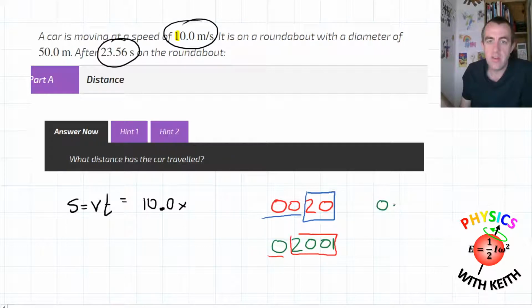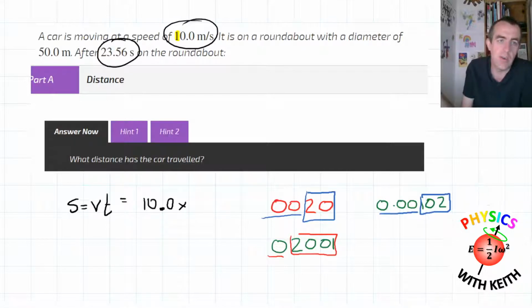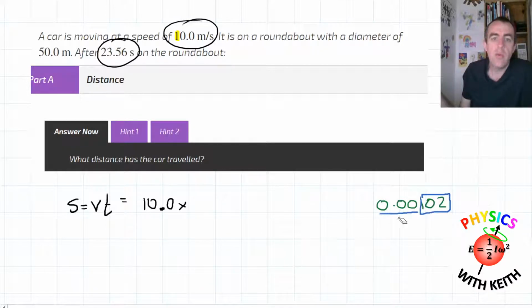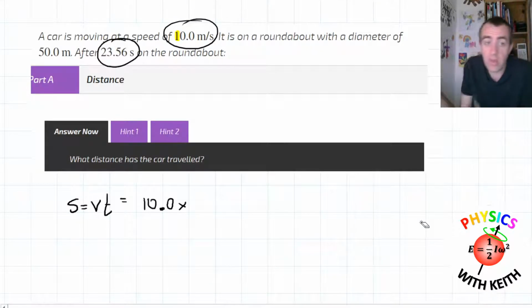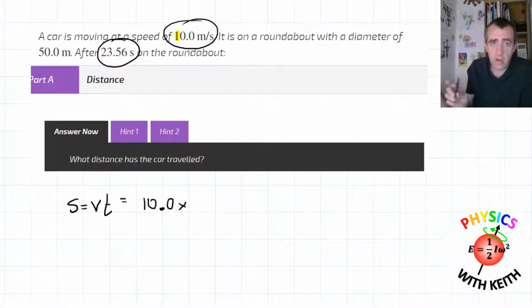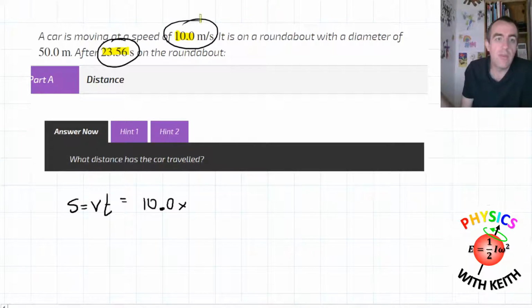If I write down 0.00102, then the first bunch of zeros are not significant, and that is a 3 significant figure number. So that's how significant figures work. So what we've got here, and by the way, if I went too quick with that, do tell me, do shout at me and say, whoa, slow down. So what we've got here is a 3 significant figure number and a 4 significant figure number.